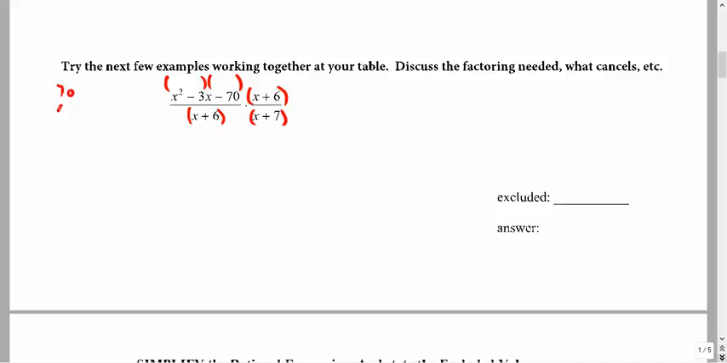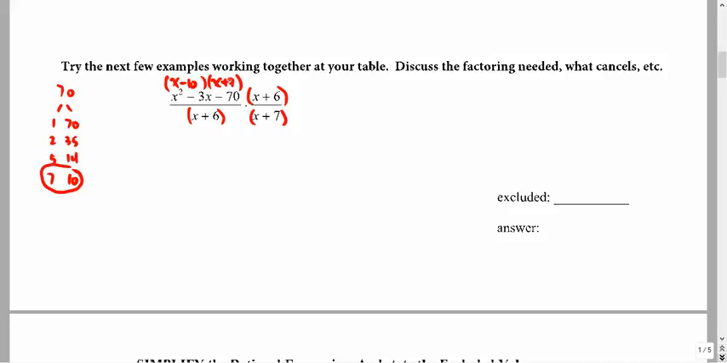So I'll come over here and start breaking up 70 until I find 2 that are going to work for me. 3 doesn't work, 4 doesn't work, 5 goes into 35, 7 times 2, 14, 7 goes in 14, 2 times 5 is 10. There are the 2 numbers that I'm looking for. So it's going to be x subtract 10 and x plus 7.